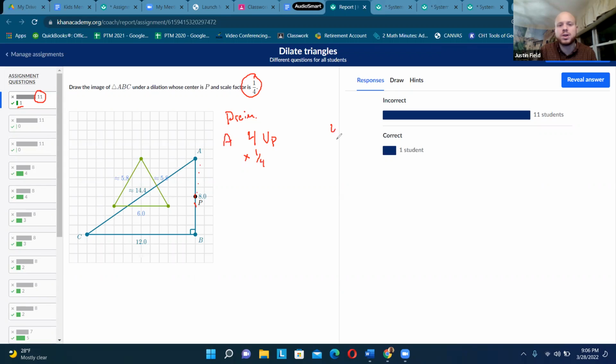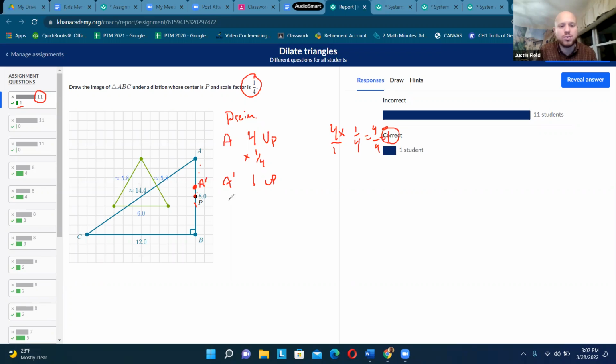So what is 4 times 1/4? Well, put that 4/1 and then multiply the tops. 4 times 1 is 4. Multiply the bottoms. 1 times 4 is 4. And 4/4 is 1. So A prime, our image of A, is going to go 1 up. So we're going to go to the center and go 1 up, and that is A prime.